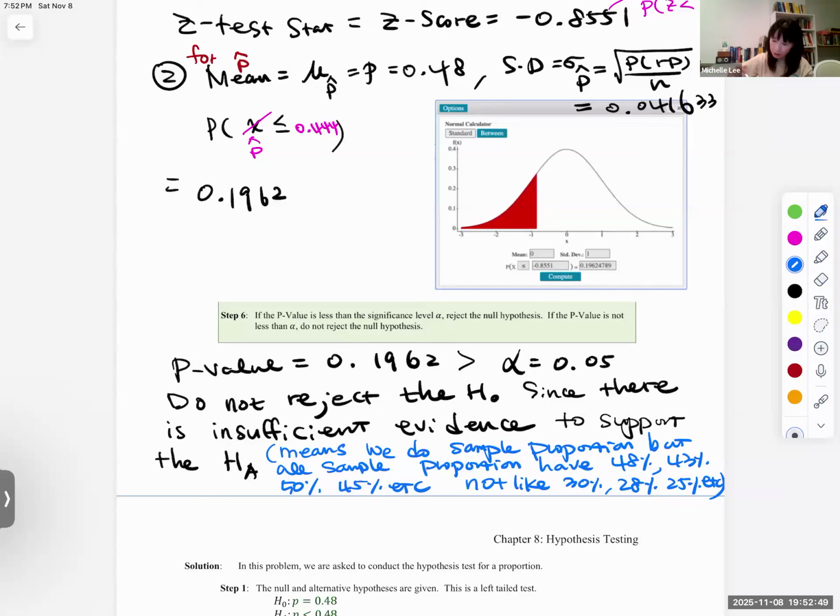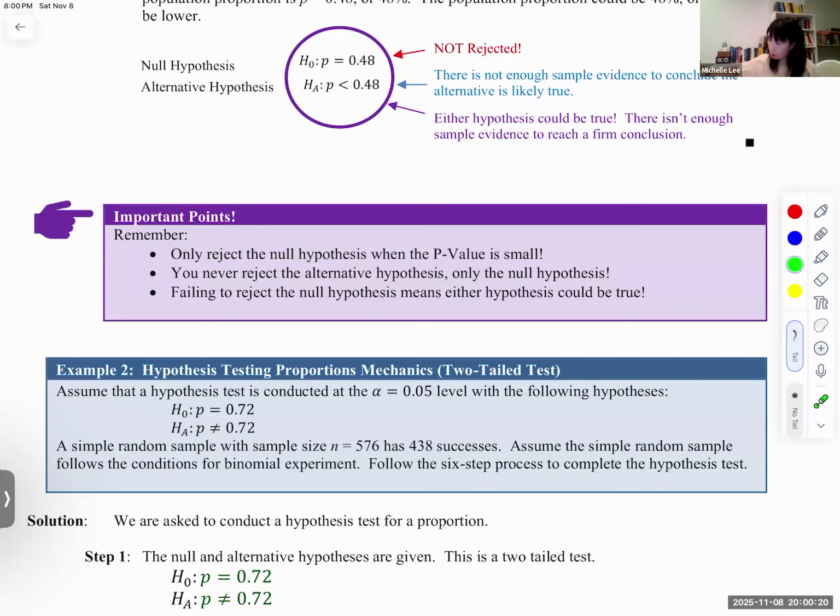Okay, so I wrote down here, means that we do sample proportion, but all sample proportions have 48%, 43%, 50%, 45%, etc. That's why they got 48%, right? Not like 30%, 28%, 25%. That is less than, right? Clear? Okay.